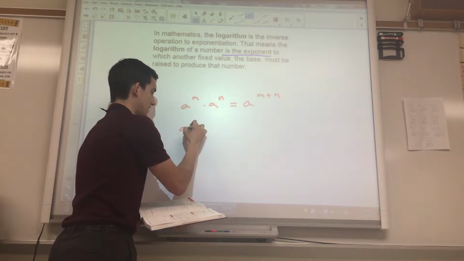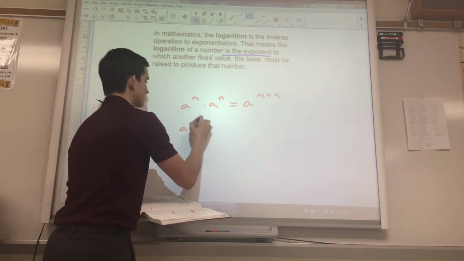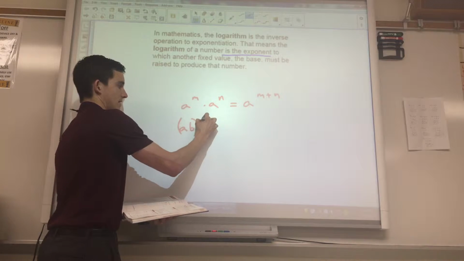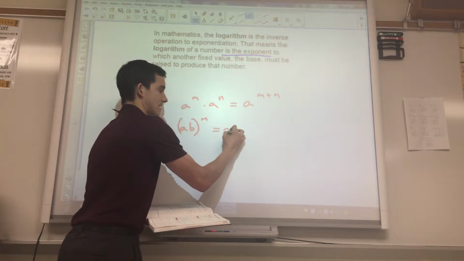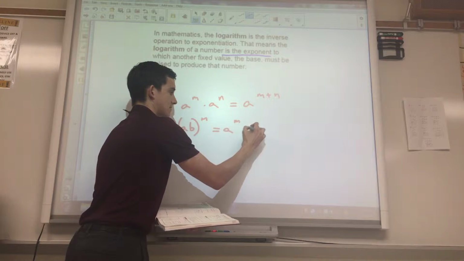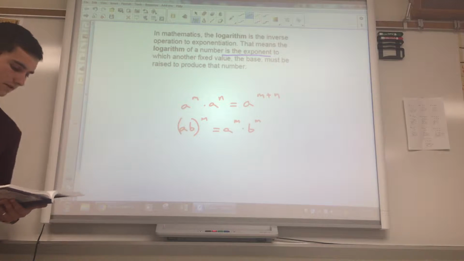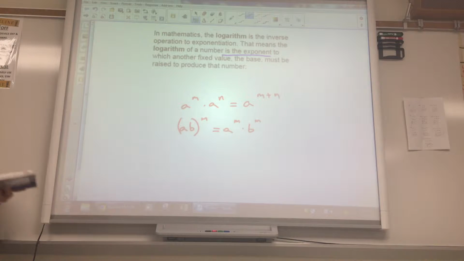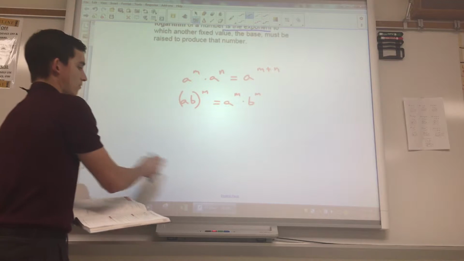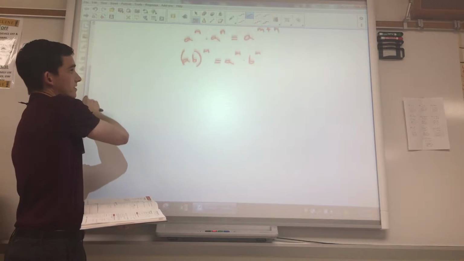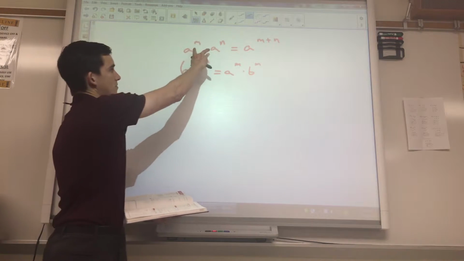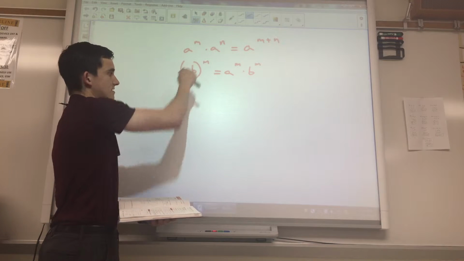So if I have (a times b)^m, that's the same as a^m times b^m. Like that. Here's the one that I wanted to kind of put third. So this is same base, different exponents. This is different base, same exponent.